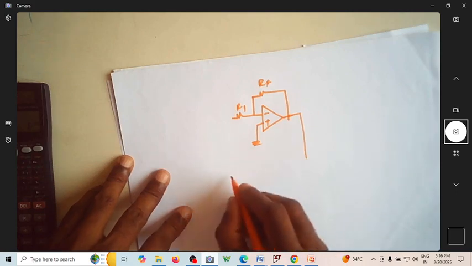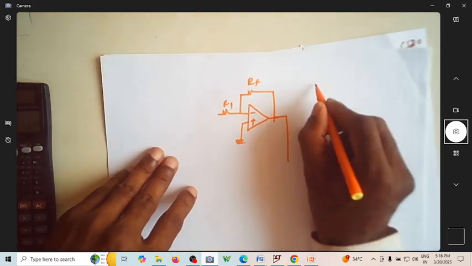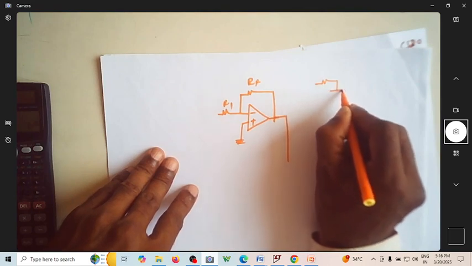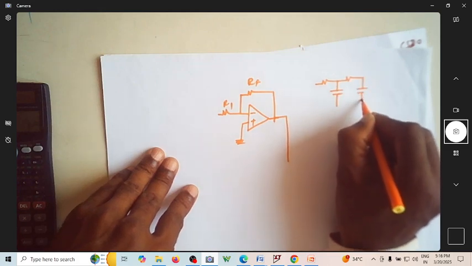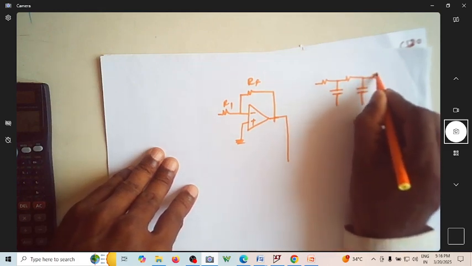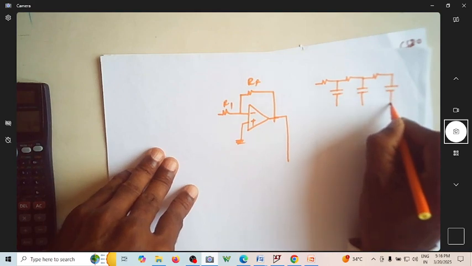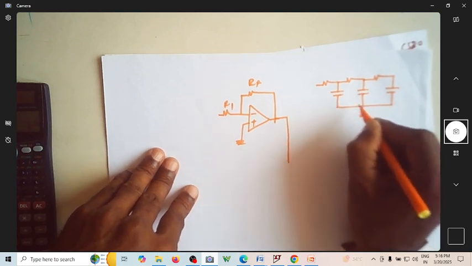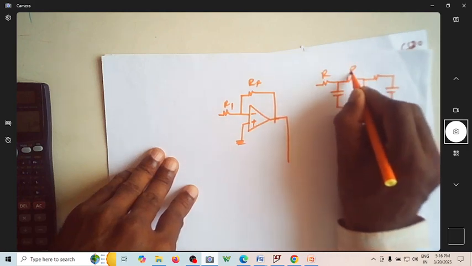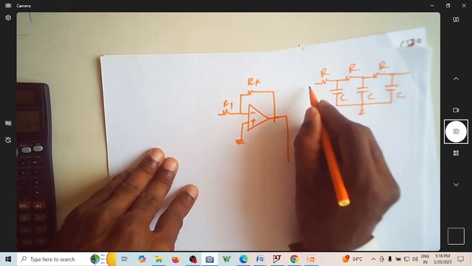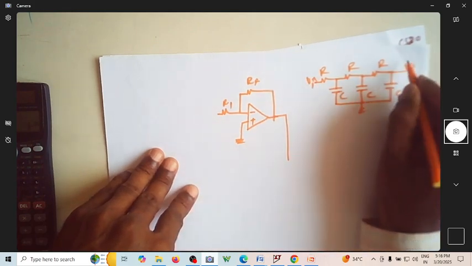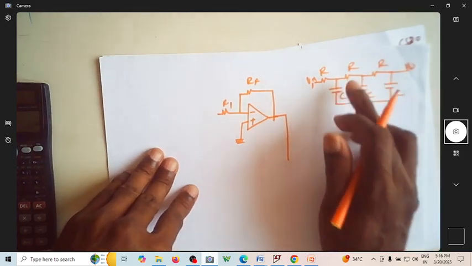How is it fed back? You have a network like this. This is R, C, and there is one more RC, and one more. These are all grounded. This is R, R, R, C, C, C. There is an input given, and an output taken. You can find the transfer function of this.